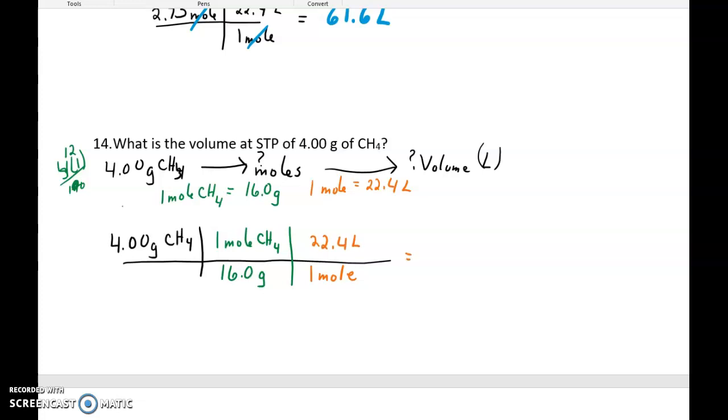Now to do the math, I'll take 4, multiply by 1, divide by 16, multiply by 22.4, divide by 1, and I will get 5.6. Then I need to look at my units. So let's cancel some units out here. We have grams here and grams there, so we'll get rid of grams. Then we can get rid of moles because we've got moles there and we've got moles here. So we're left with liters for our units.